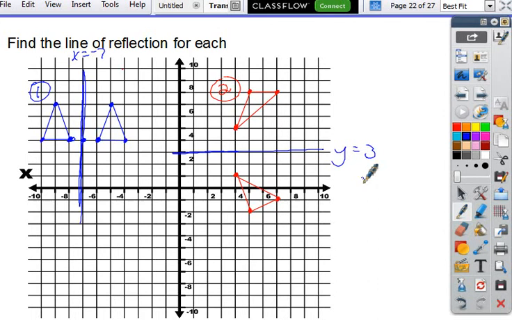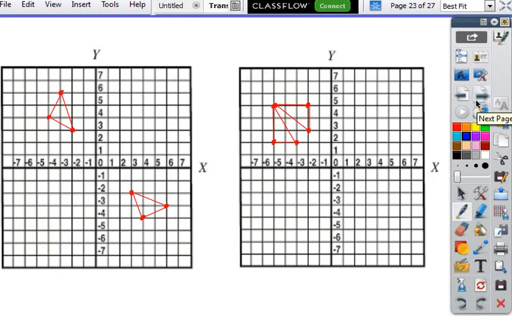On these, how do I know if it's a reflection across the x? If it reflects across the x, what does it do? Up or down. If it reflects across the y, what does it do? Left or right. Are these doing that? No. This first one is not reflecting down, because it would wind up down here. It's not reflecting right, because it was right there.